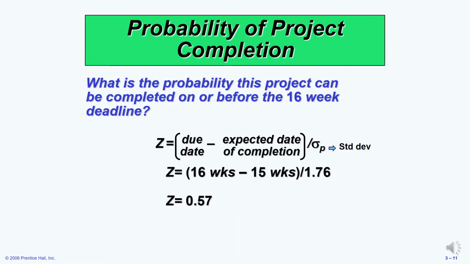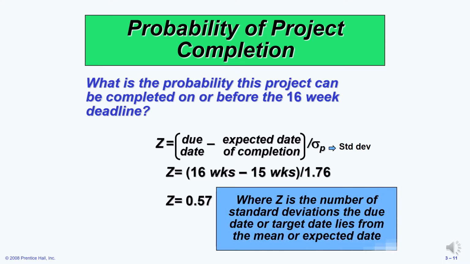Now we have enough information. Let's calculate the probability of this project to be completed on or before the 16-week deadline. So, initially, we expected the project to be completed in 15 weeks. However, as a manager, I would like to know the probability of this project to be completed on or before 16 weeks. So, how is that calculated? This is the formula. Z is equal to the due date minus the expected date of completion divided by our standard deviation that we calculated earlier.